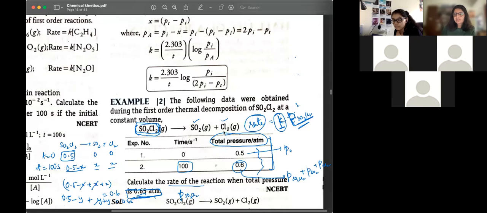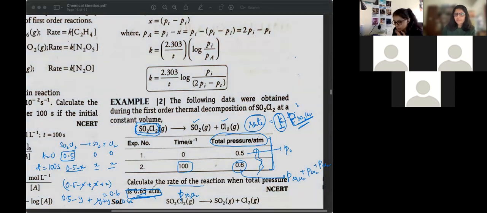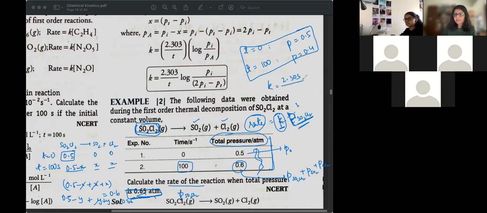See, ma'am, for the calculation of the rate constant, you used only these values, right? But we did find out that 0.4 was SO2Cl2. So basically, at T equal to 0, the partial pressure of SO2Cl2 was 0.5. At T equal to 100, the partial pressure was 0.4. So this is the only data you use. K equals 2.303 divided by time 100, into logarithm, since 2.303 means I'm taking base 10, of 0.5 divided by 0.4. The initial one comes first, so 5 divided by 4. This is what you're supposed to do.